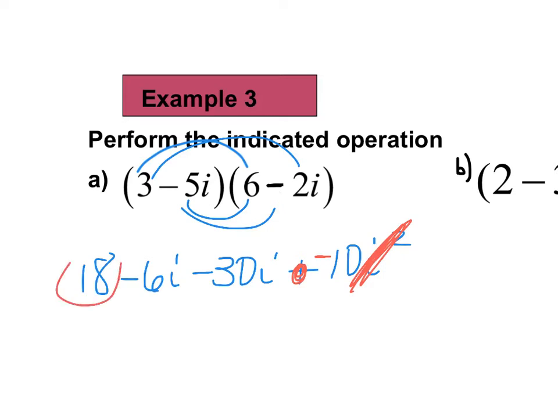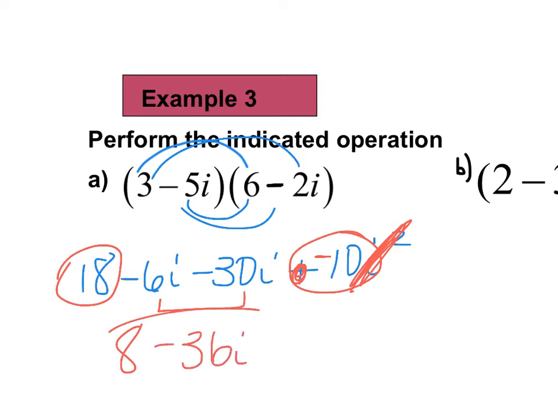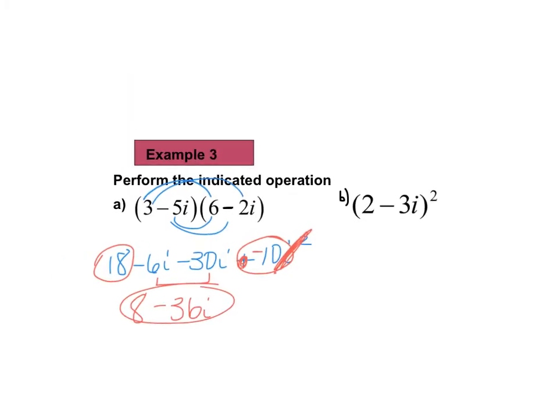So then you have 18 minus 10, which is what? 8. And then you have -6 and -30i. -36i. Some of you, can I just do it before? Okay, fine. I just think it's a better idea if you write out your work, just so you don't make any mistakes.